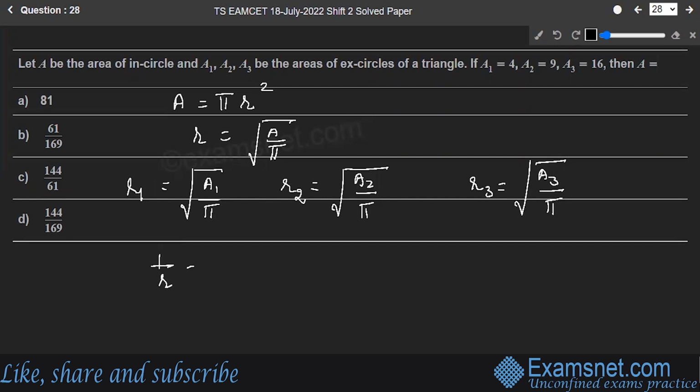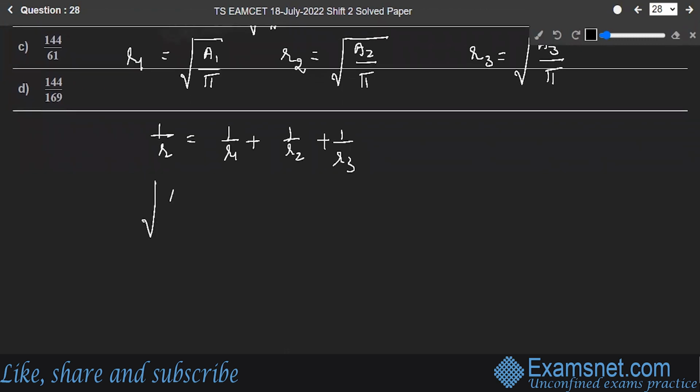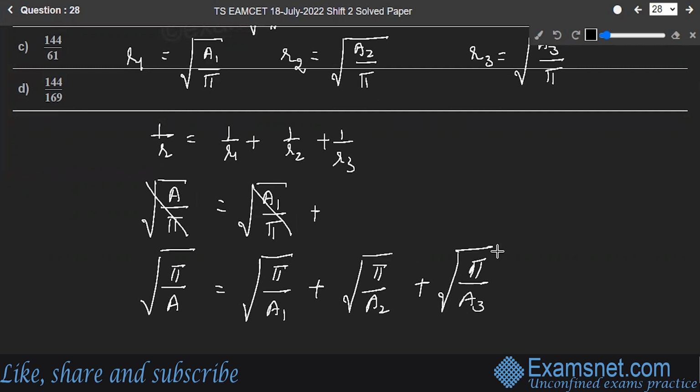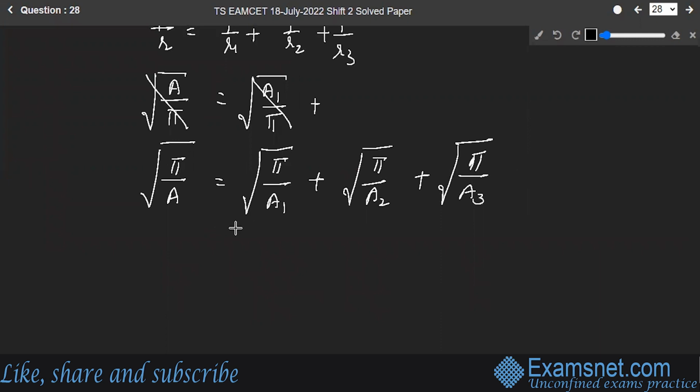And you know one thing, 1 by R is equal to 1 by R1 plus 1 by R2 plus 1 by R3. So that means, sorry, this is 1 upon R, right? So there's a slight change. This will be written as root of pi upon A is equal to root of pi upon A1 plus root of pi upon A2 plus root of pi upon A3. All right. So root pi will cancel from all the numerators and I'll be left with 1 upon root A is equal to 1 upon root of A1 plus 1 upon root of A2 plus 1 upon root of A3.